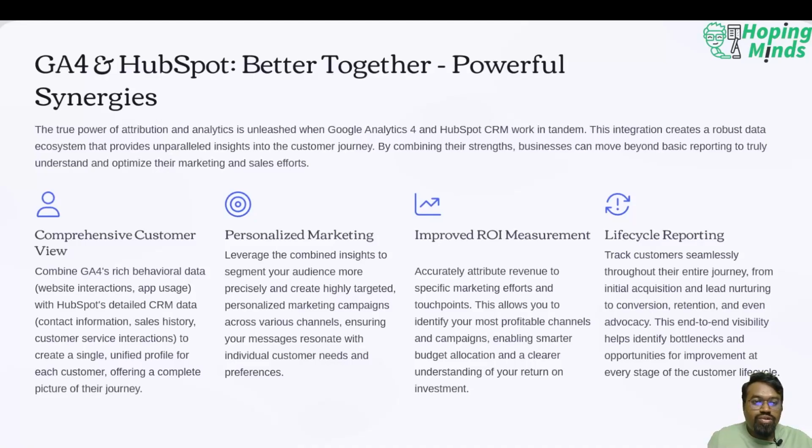Lifecycle reporting can also be tracked easily, or seamlessly, throughout the entire journey, from initial acquisition and lead nurturing to conversion, retention, and even advocacy. This end to end visibility helps identify bottlenecks and improvement opportunities at every stage of the customer life cycle. Therefore, it becomes very important that we integrate GA4 and HubSpot together.